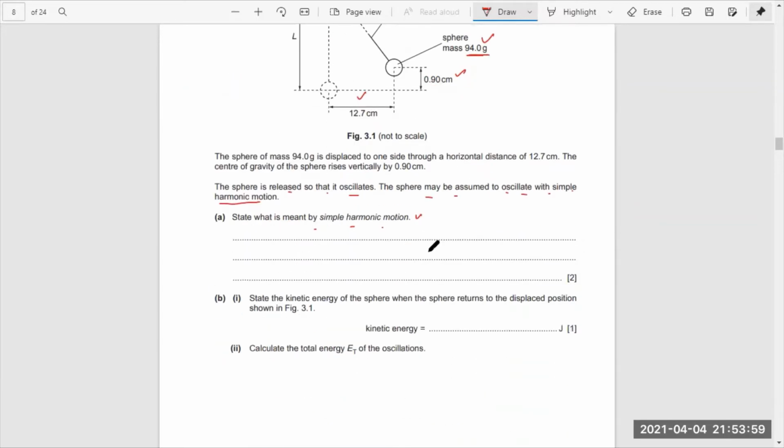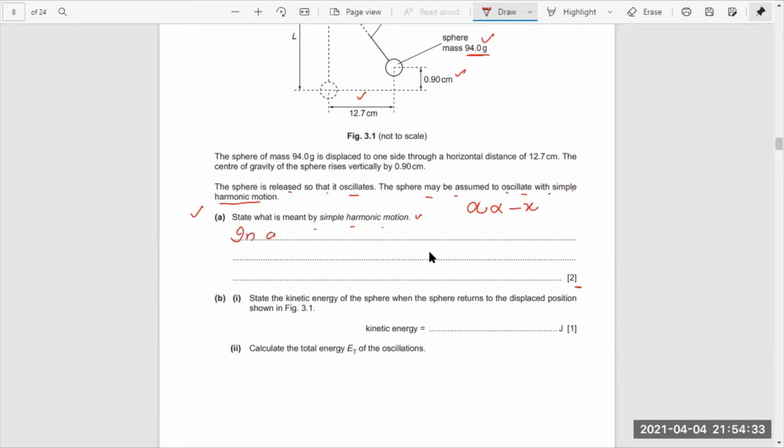Again, the format of the question is exactly the same. The first part of the question is a simple knowledge-based question. Simple information you have to provide. So for simple harmonic motion, please remember only one equation, and then we can explain it. We can state that acceleration is directly proportional to minus x, where x is the extension from the mean position. Acceleration produced is directly proportional to the extension from the mean position and is also directed towards the mean position. Such a motion is called simple harmonic motion.